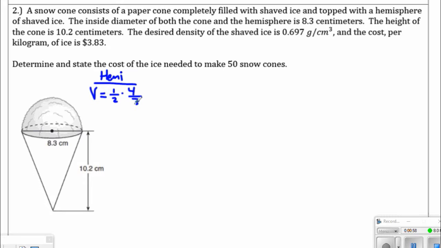So 1/2, 4/3 pi r cubed. Okay, now the radius we don't have right now. It said that the diameter was 8.3. I divide by 2 and I'm getting a radius of 4.15. So that's what I'm going to plug in for the r.